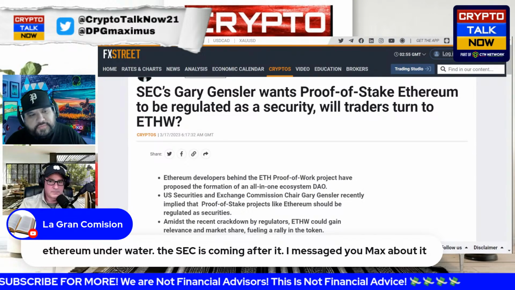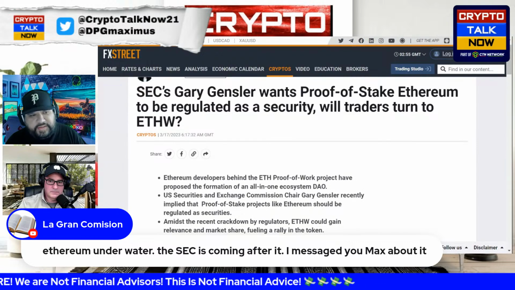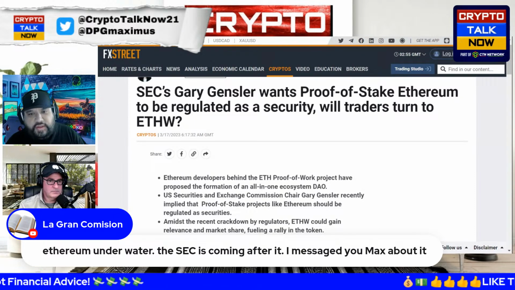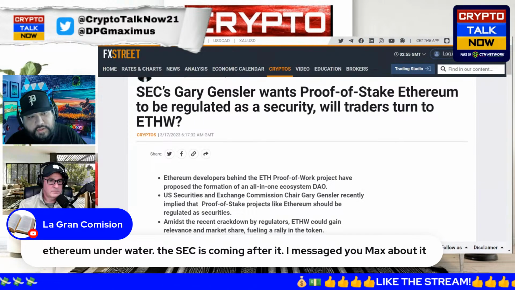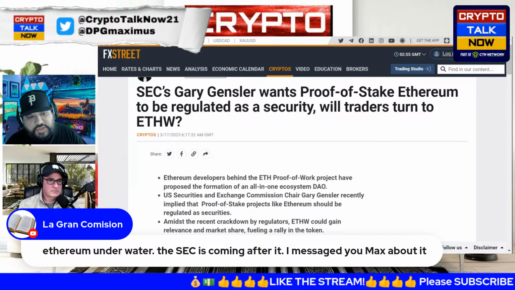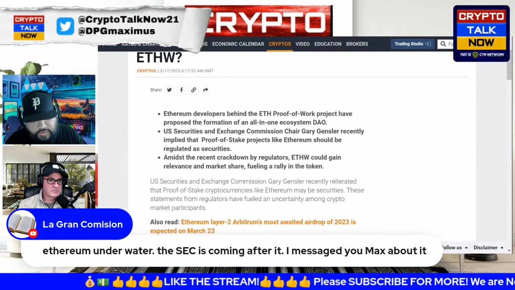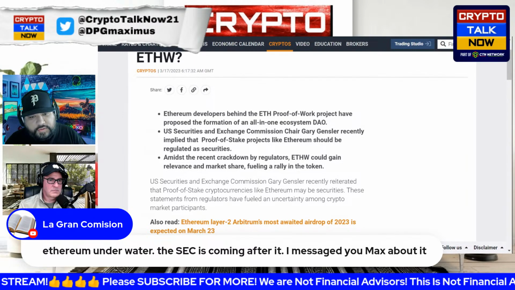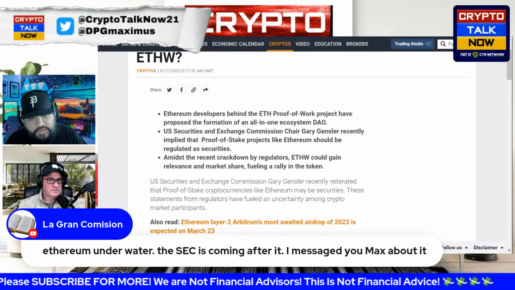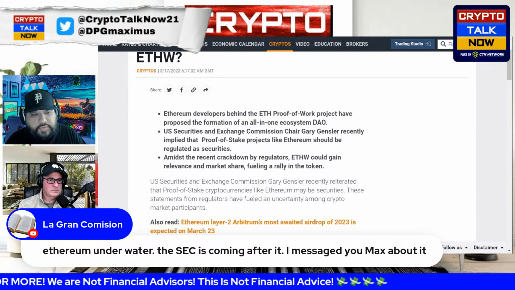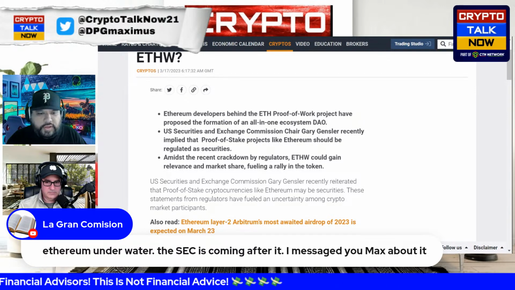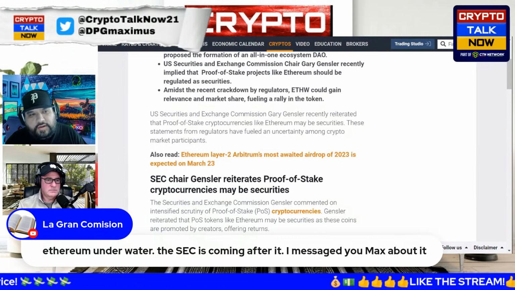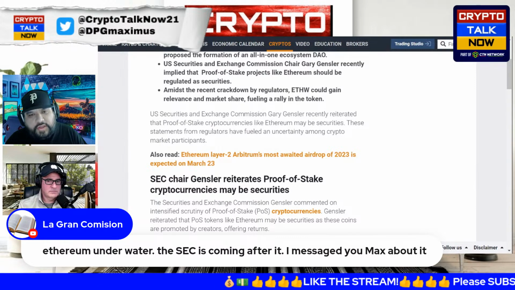This is printed on March 17th from FX Street. SEC's Gary Gensler wants proof of stake Ethereum to be regulated as a security. Will traders turn to ETHW? Ethereum developers behind the Proof of Work project have proposed the formation of an all-in-one ecosystem DAO. The Securities and Exchange Commission's Gary Gensler recently implied that proof of stake projects like Ethereum should be regulated. We know about that. How about this? Amidst the recent crackdown by regulators, ETHW could gain relevance and market share, fueling a rally in the token.